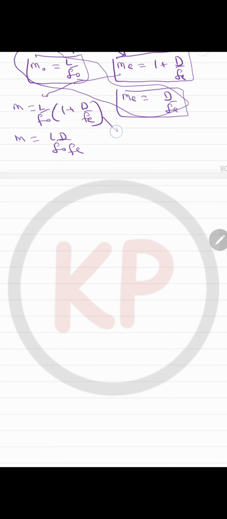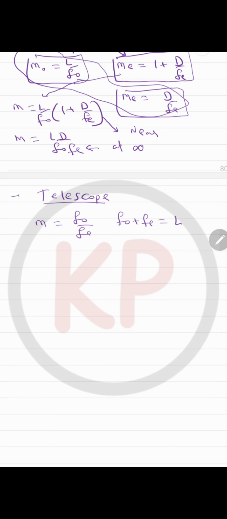Generally, we use this formula when it is a near point of vision. This is for near point. This is for image at infinity. For telescope, magnification is given by M is equal to FO by FE, where FO plus FE is called tube length L of the telescope. For combination of lenses, magnification is given by M is equal to MO into ME, M1 into M2 into M3 up to Mn.